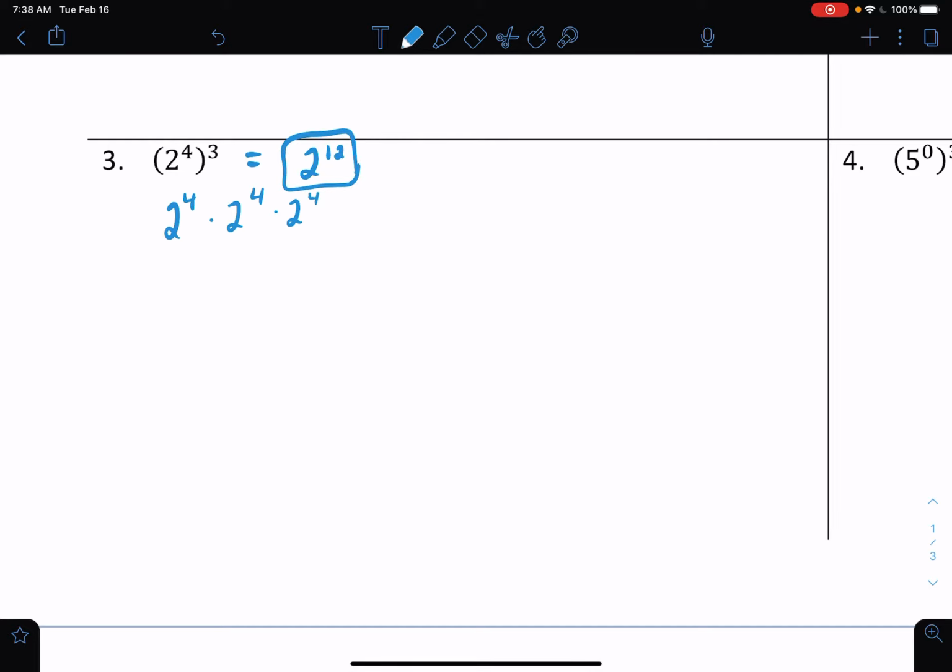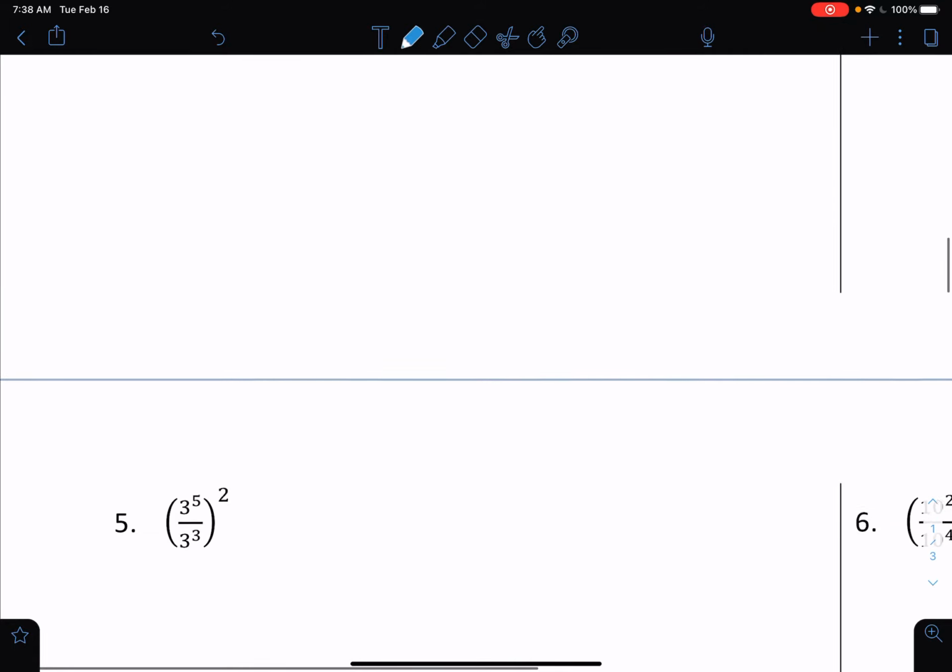Now we can use our calculator to simplify that. That would be 4,096. Okay. So we could do 2 to the 12th or 4,096. Either one is fine. All right, moving on.